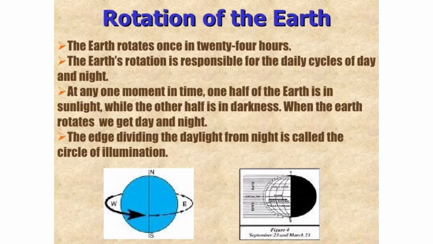The Earth's rotation is responsible for the daily cycle of day and night. At any one moment in time, one half of the Earth is in sunlight while the other half is in darkness. When the Earth rotates, we get day and night. The edge dividing the day from night is called the circle of illumination.